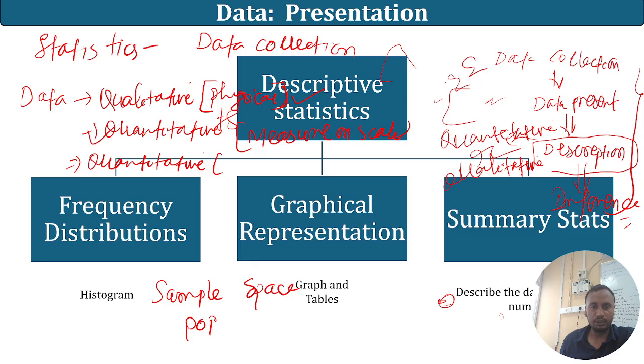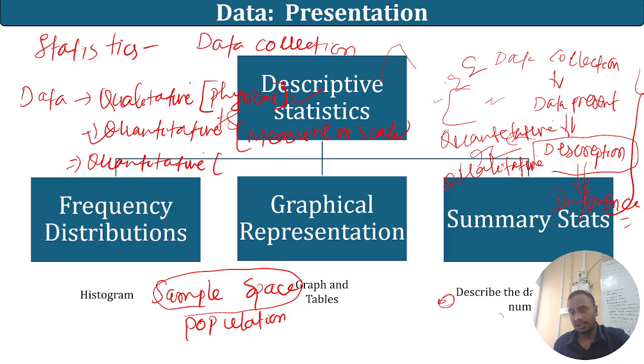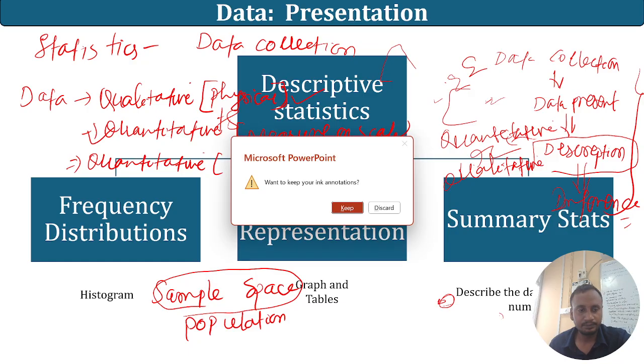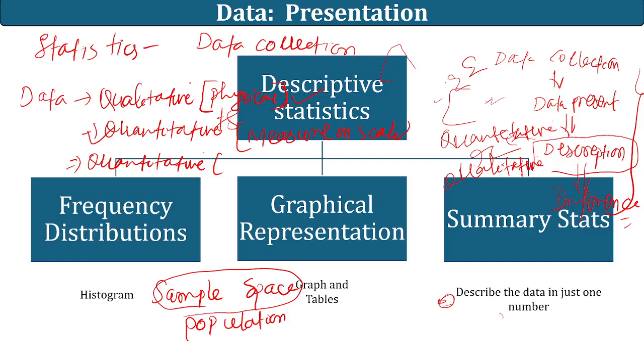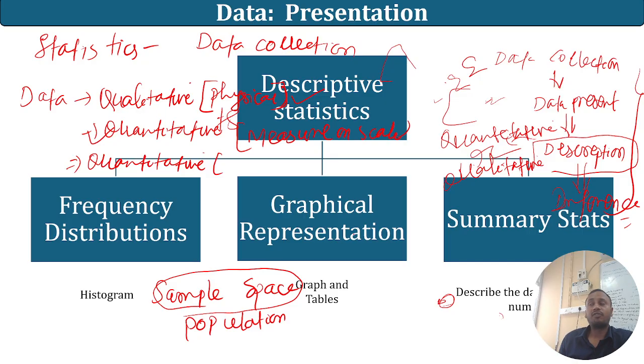Then we have the population. A sample is something that we take from the population, and the population is the collection of all samples. Okay, so these are all the things. Once that is completed, now we have to organize the data, that is data organization.